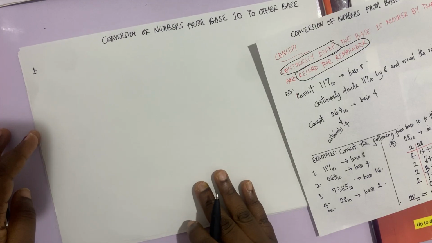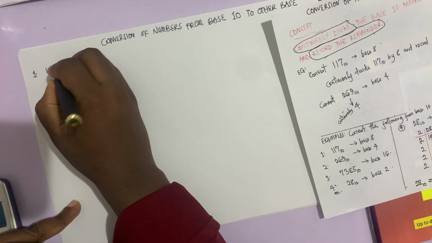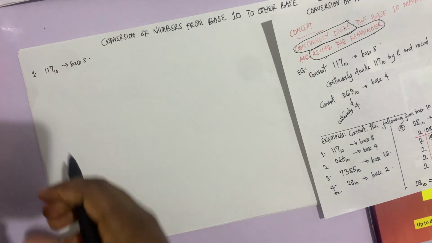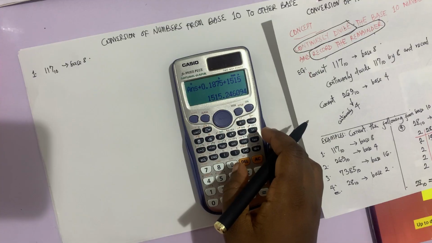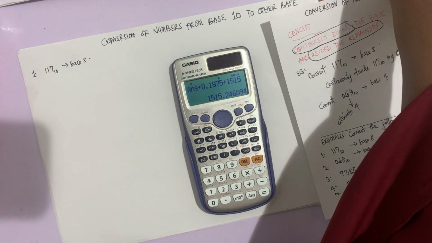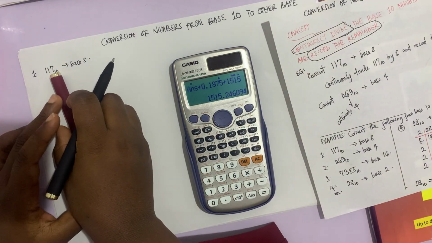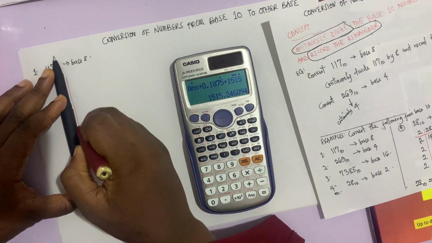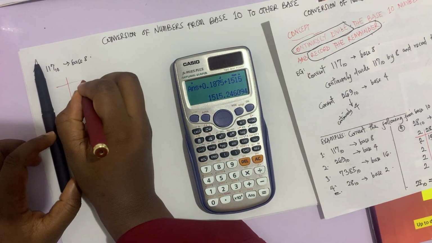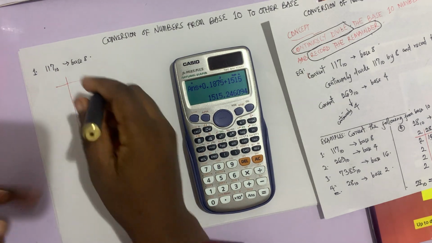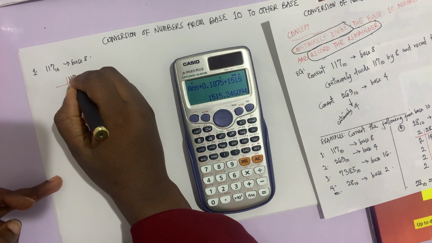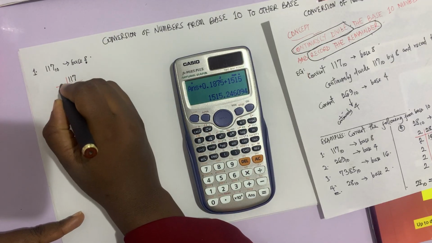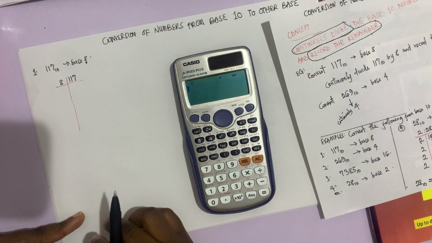So let's start with number 1. Convert 117 base 10 to a number in base 8. So like we said earlier, in converting from base 10 to any other base, the key thing is to continuously divide the base 10 number by the base you want to convert it to. So in this case, 117 is our base 10 number. We write it on the right hand side, then write the base we are converting to, in this case base 8, on the left hand side, and we continuously divide.